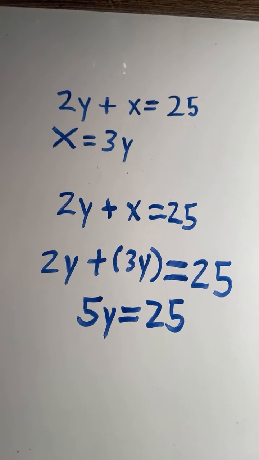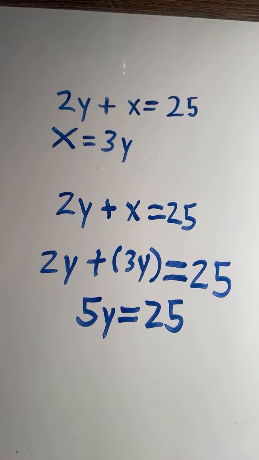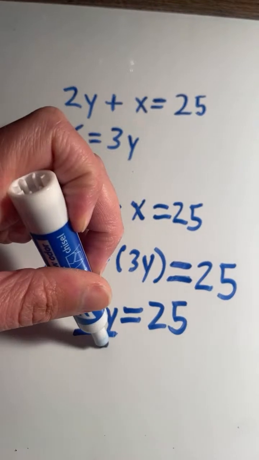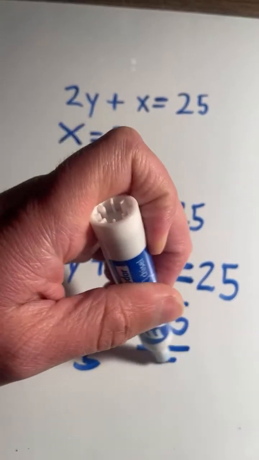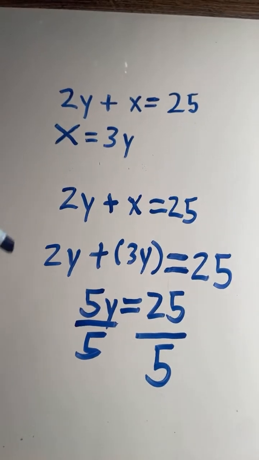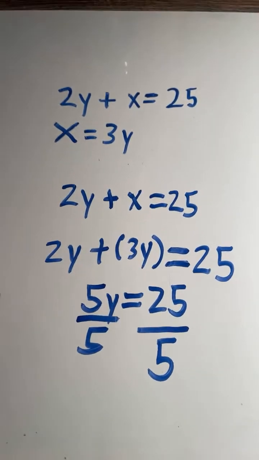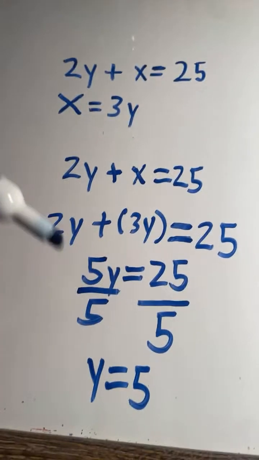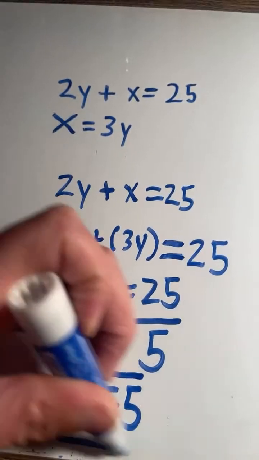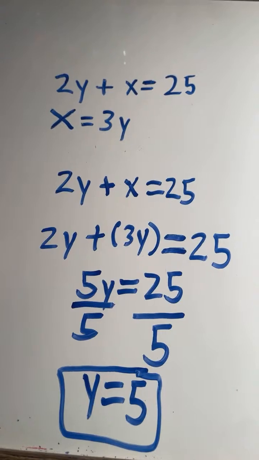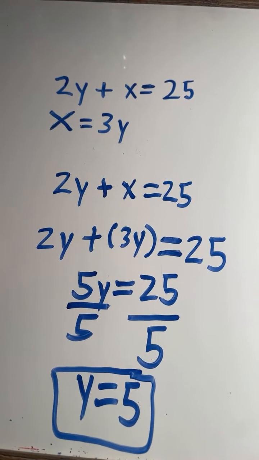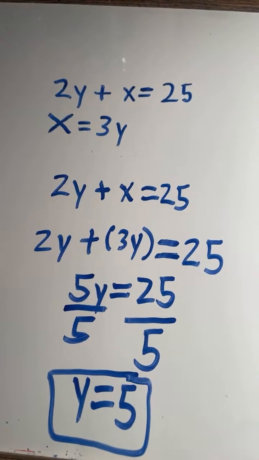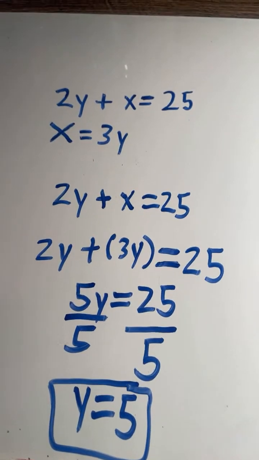Now we have to figure out what y equals. So we figure out what y equals by dividing by 5. 5y divided by 5, 25 divided by 5. 25 divided by 5 equals 5, so y equals 5. So we now have the numerical value of y. Y equals 5. Next, we want to figure out the value of x.